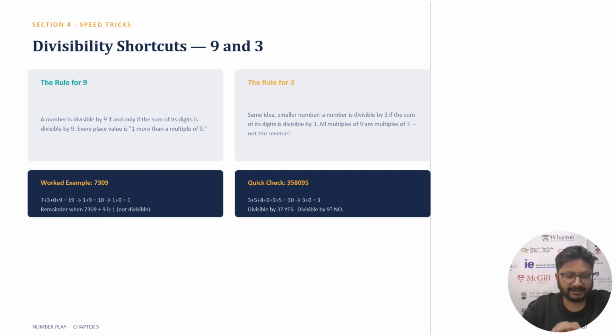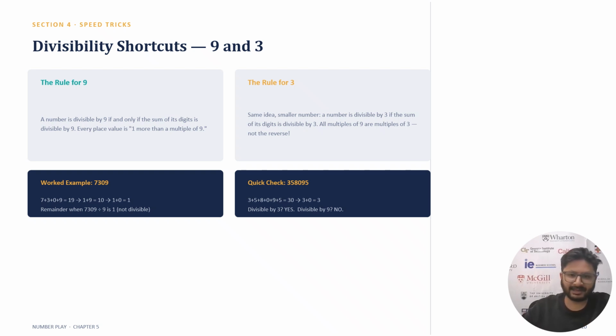Now, let's try to understand a few shortcuts for divisibility. If you want to check if a number is divisible by 9, just do one thing, a very simple trick. You do the summation of all the digits and see whether the summation is divisible by 9 or not.